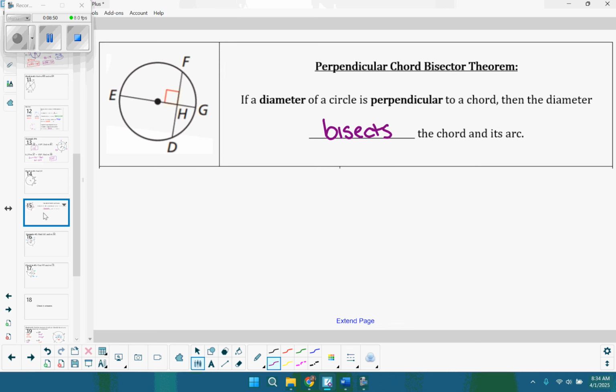The last thing is if a diameter of a circle is perpendicular to a chord, then the diameter bisects the chord and its arc. So as long as there's a radius or diameter coming in through this and it's perpendicular, then those two pieces are the same, and those two pieces are the same.